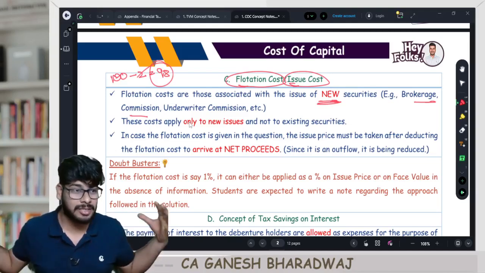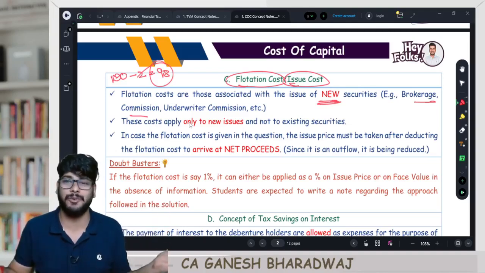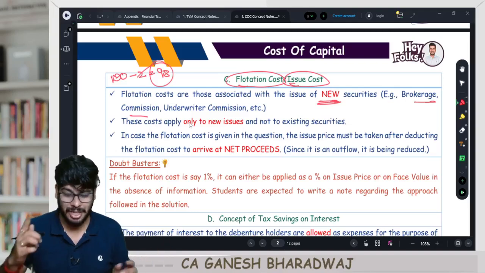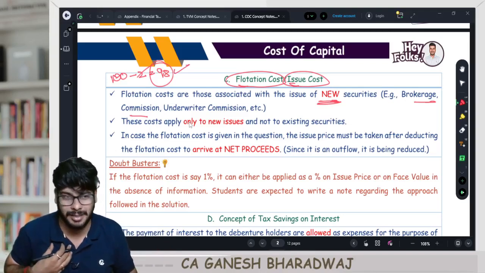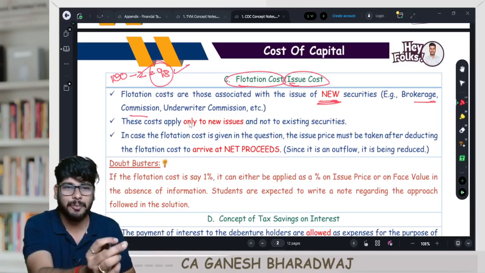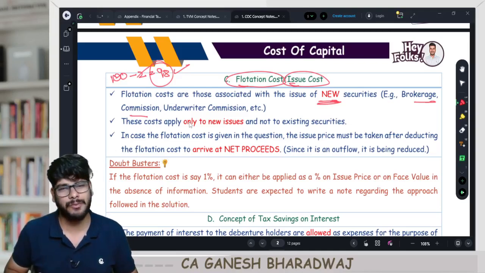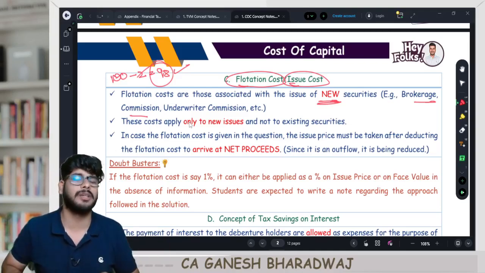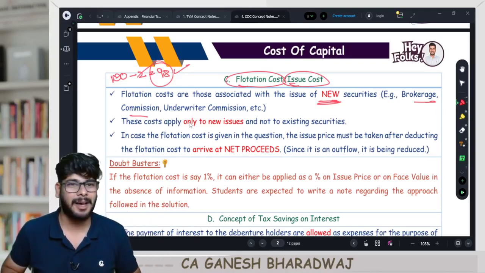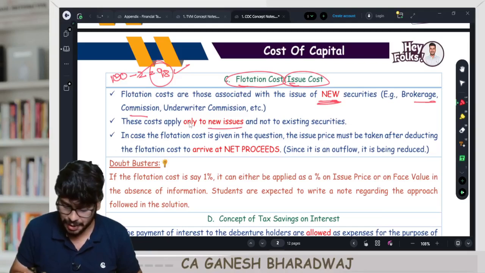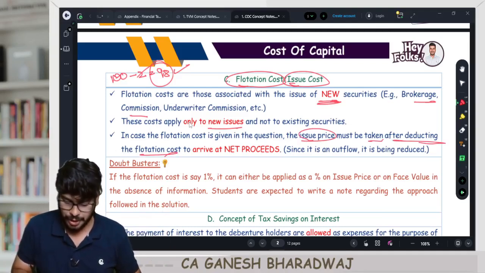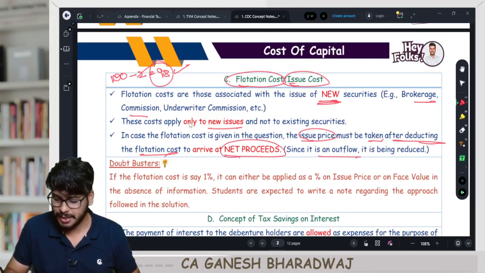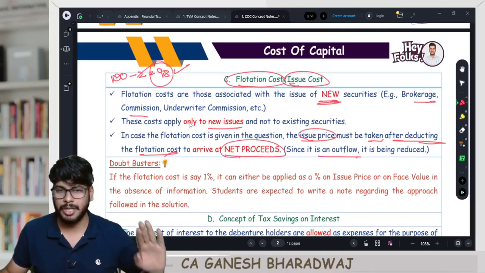This entire subject of financial management is about matching your cash flows. So from the viewpoint of the company, the net proceeds the company will receive is the issue price minus the flotation cost. Why do you subtract the flotation cost? Basically it is an outflow from the viewpoint of the company. These costs apply only to new securities and not existing securities. If it is given in the question, the issue price must be taken after deducting the flotation cost in order to arrive at the net proceeds, since it is an outflow and hence it is being reduced. Are you able to understand this?